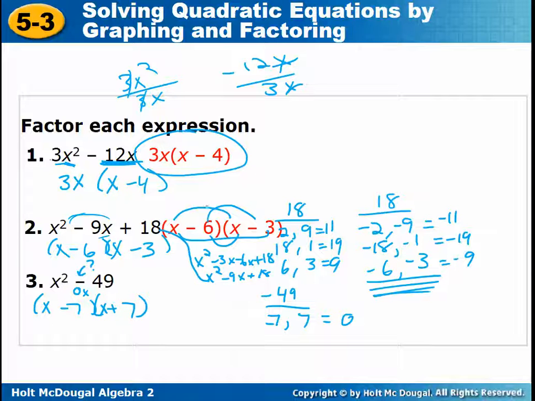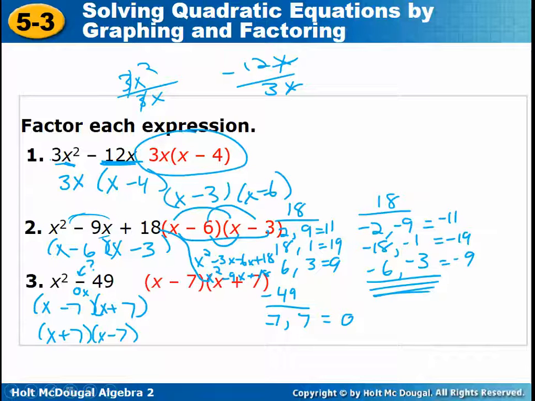Now in all of these, your parentheses don't have to be in the same order. I could have written this as x plus 7, x minus 7. Multiplication is commutative, so this could be x minus 3, x minus 6. That's not going to matter at all.